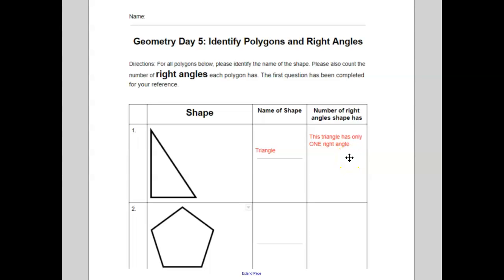Let's look at this one. Let's determine the name of the shape together. There are 1, 2, 3, 4, 5 sides. What is the name of a shape with 5 sides? You're exactly right. It's a pentagon. Does a pentagon have any right angles? Could use a piece of paper to check, but I can tell right away there aren't any perpendicular sides that meet to form a right angle. So I would say this pentagon has 0 right angles.